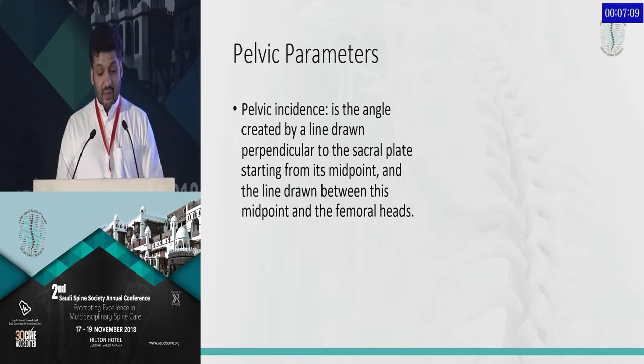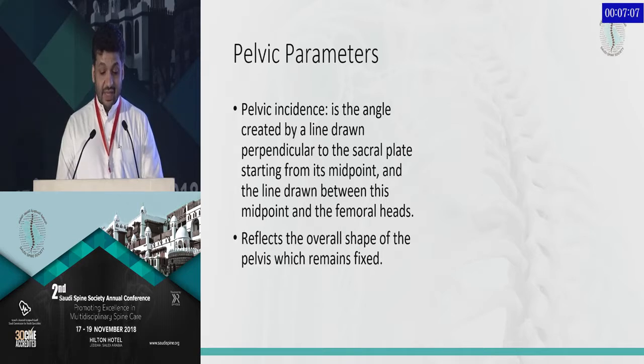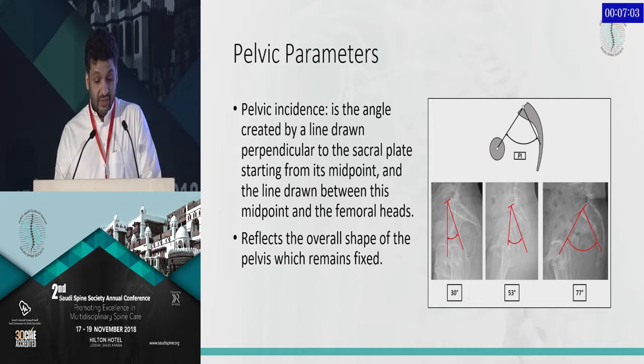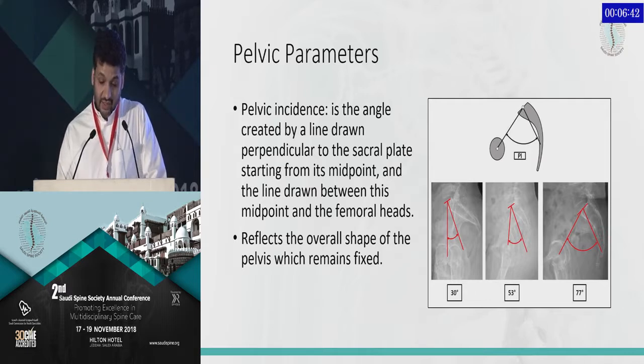In terms of pelvic parameters, the pelvic incidence is the angle drawn from the sacral plate straight to the midpoint of the line between the midline of the femoral heads. It reflects overall the fixed shape of the pelvis. In the past, we used to think that this is a fixed angle and it doesn't change. Although in the last SRS, Dr. Lenke begs to differ. We'll see what comes out of his studies, but things change.